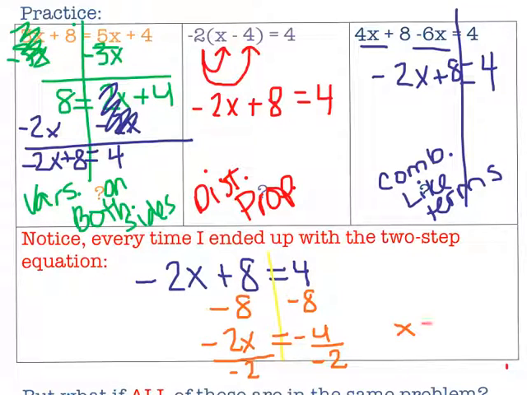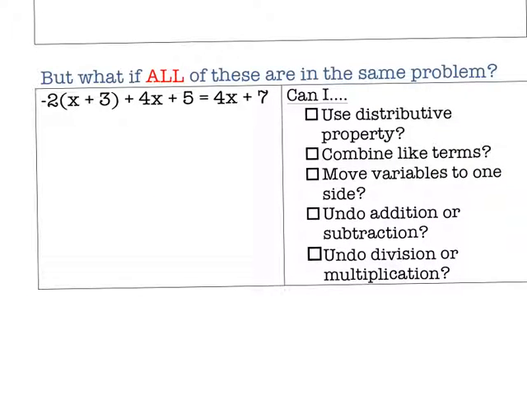And x is equal to 2. And what we'll look at next is when all of those skills, distributive property and combining like terms and variables on both sides, occur in the same problem. So this is the problem that is on the bottom of your notes.